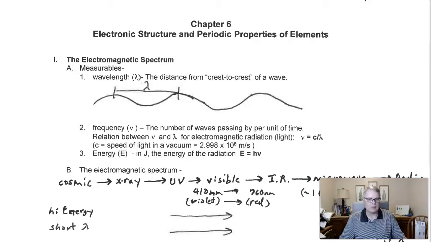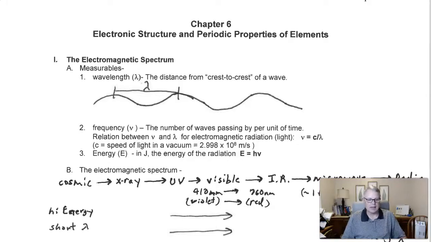And so we come up with this little equation, E is equal to h times nu, where h is Planck's constant, and that's 6.626 times 10 to the minus 34 joule seconds, if I remember correctly. That's a constant that would be given to you on a test.